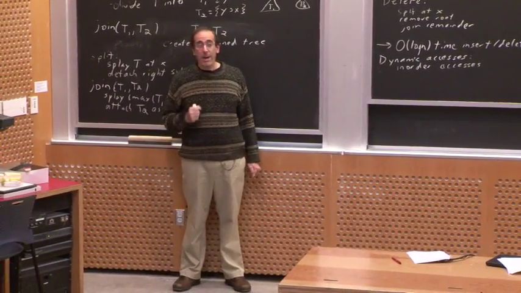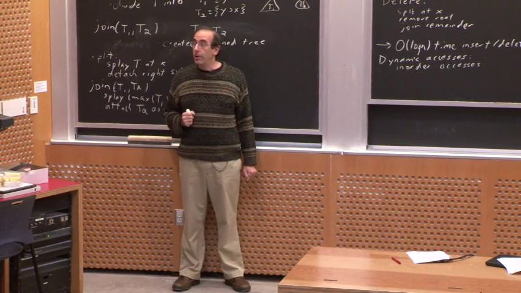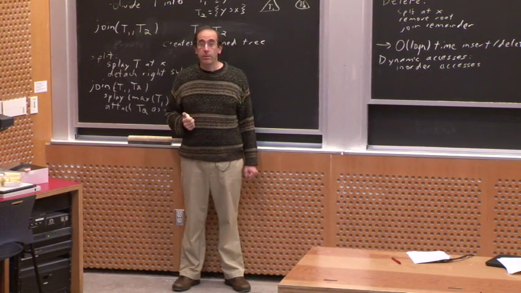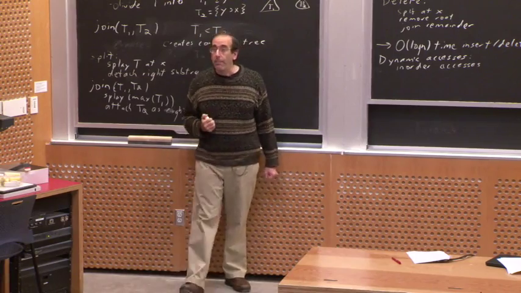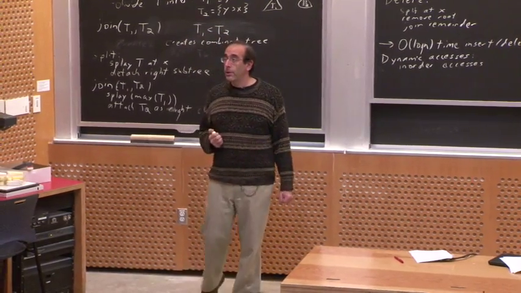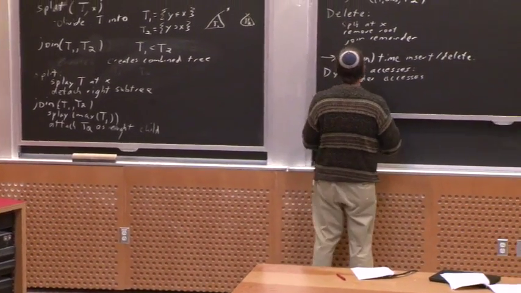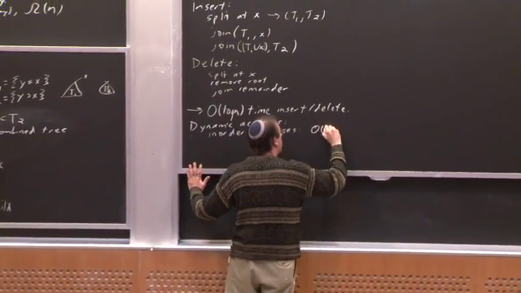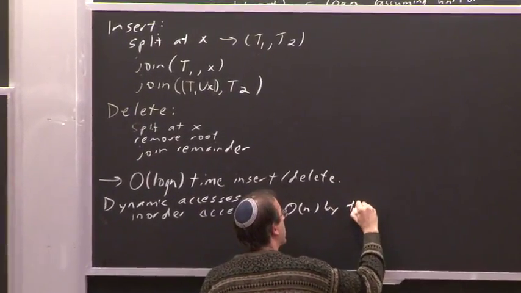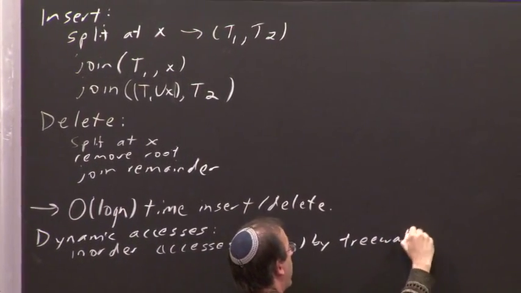This is actually true of any binary search tree, no matter what the shape. How fast can you get to all of the items? Order of n. How come? You do an in-order tree walk, right? So in-order accesses take order n time by a tree walk.